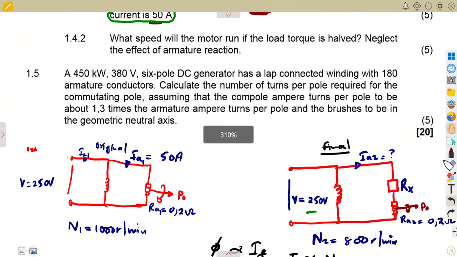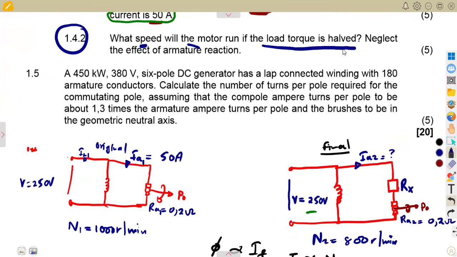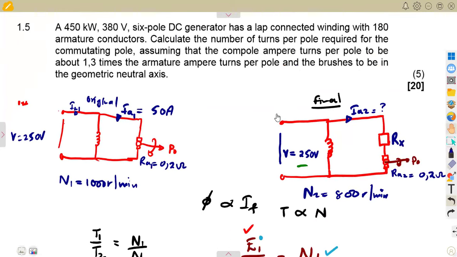They are saying, what speed will the motor run if the load torque is halved? If the load is halved, meaning to say that's a half of what we had. Neglect the effect of the armature reaction. There we are given a relationship which is totally different from the original that we had before. Now they are saying the load is halved. There is a relationship that you're given there.